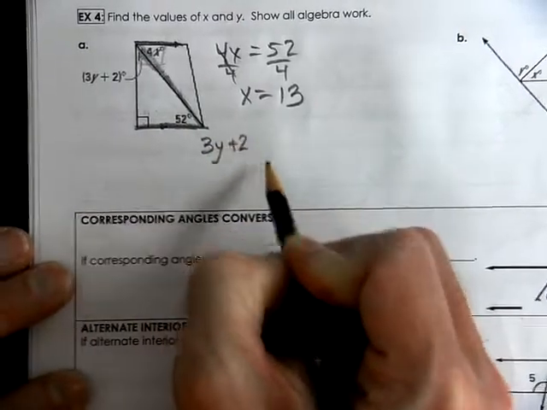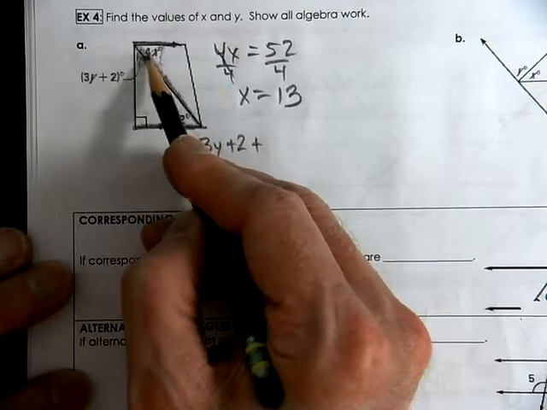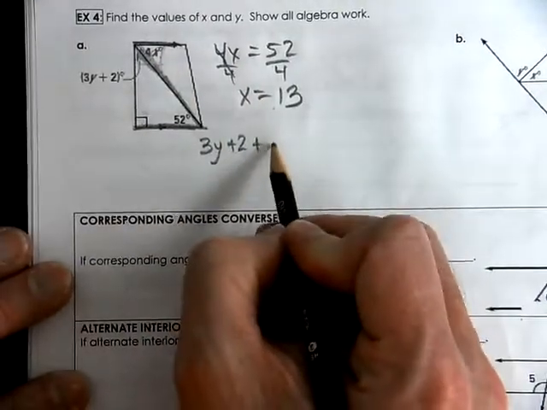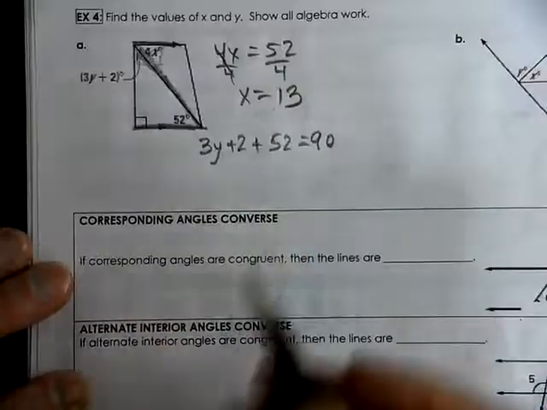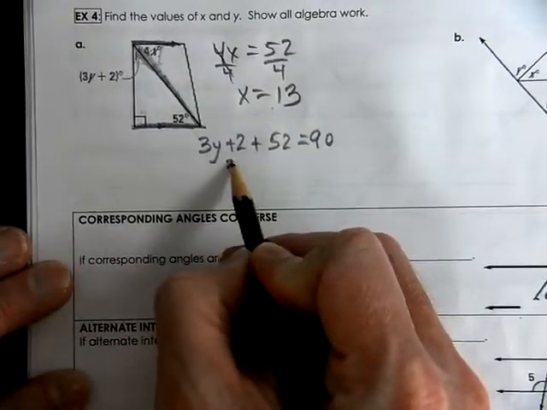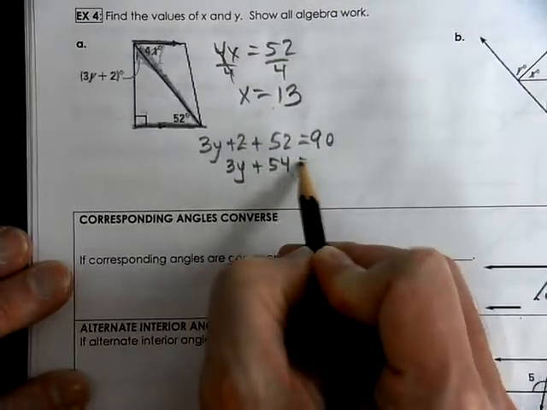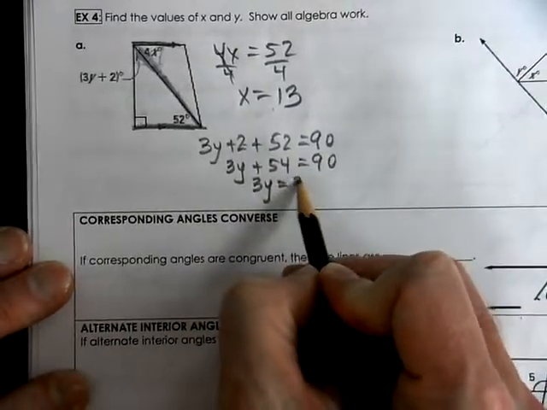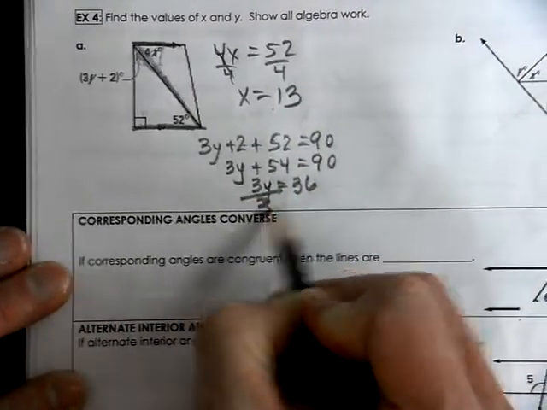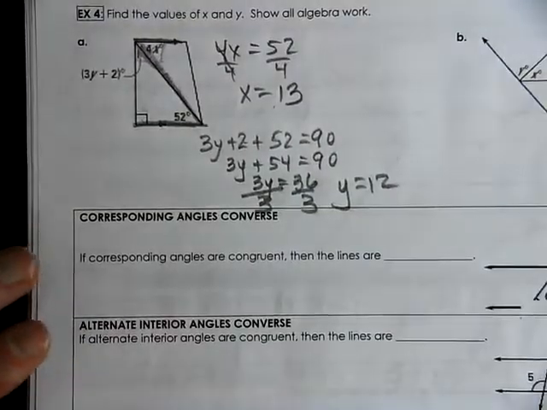3y plus 2, and the 4 times x, well, 4 times 13, that's 52. That has to add up to 90 degrees. That's 54. We subtract the 54 across to get 36. Divided by 3 gives us a y value of 12.